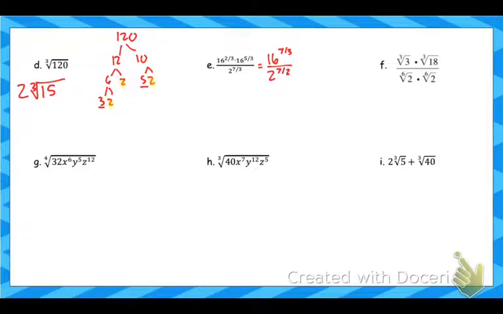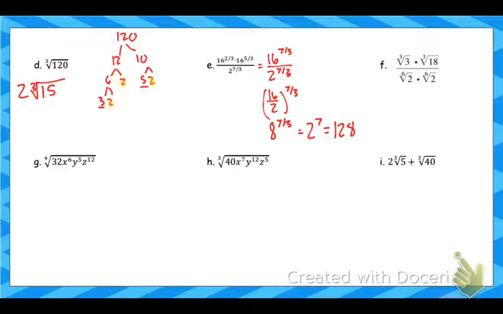Well, now, both the top and the bottom are raised to the same power. They're both raised to the 7/3. So I can rewrite that as 16 over 2 to the 7/3. And now from there, I can even go a little bit farther. 16 over 2 is just 8. And then 8 to the 7/3, I can take the cube root of 8, which is 2, to the 7th. 2 to the 7th is 128.